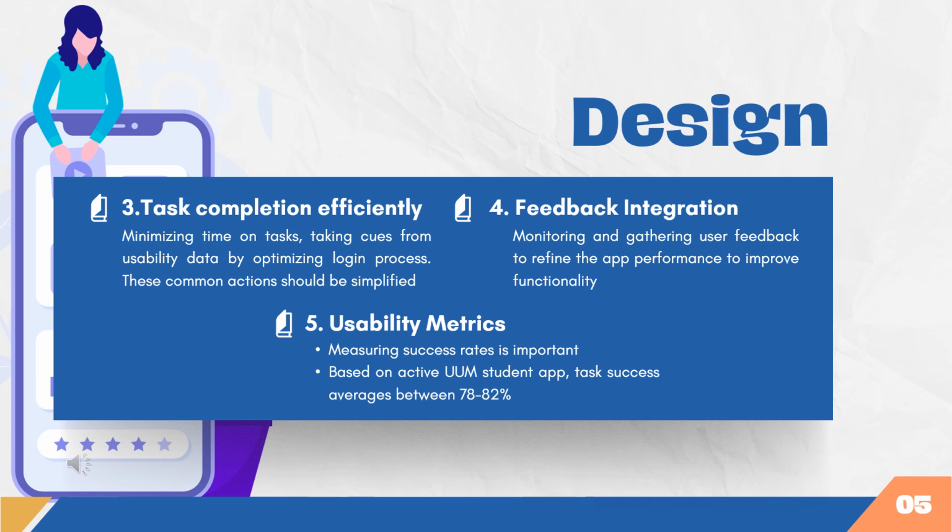Efficiency is key. By analyzing usability data, we will streamline processes, reducing task times and increasing completion rate. For instance, an optimized login experience could save valuable seconds. We will also integrate real-time user feedback, refining features based on what works and addressing pain points quickly. And finally, usability metrics, such as task success rates and error monitoring, will guide our development process. Our goal? Match or exceed the 78 to 82% task completion rate seen in existing apps.